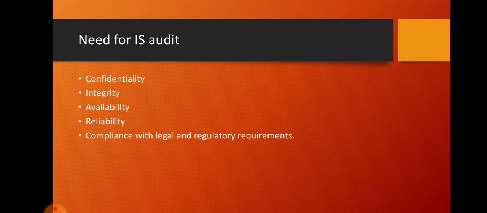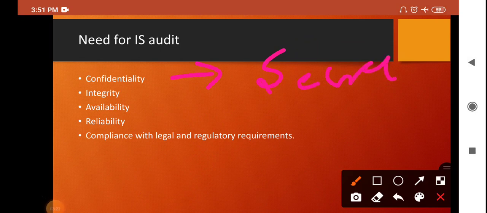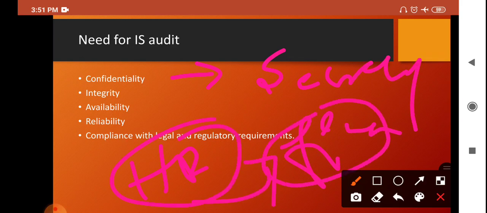So what is the need? Why did this IS audit come into existence? First is confidentiality. Confidentiality here means maintaining the secrecy. I told you about HR and finance information systems, passing information between two departments. Whatever information they are passing from one department to another, the confidentiality should be there, and in between also there should be no leak of the information. To maintain this secrecy, this confidentiality, IS audit plays a very important role. So that's why we need to install IS audit standards in our organization.